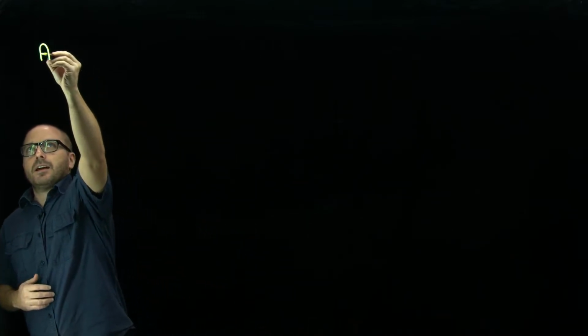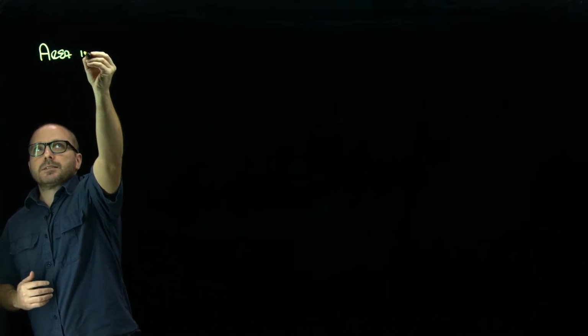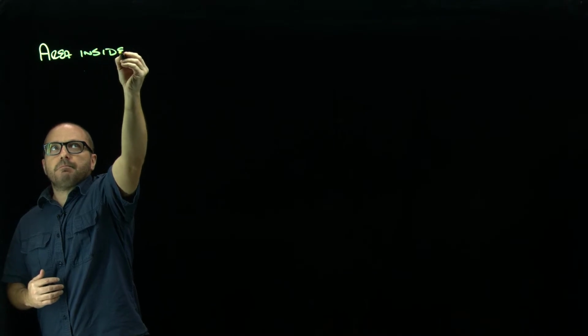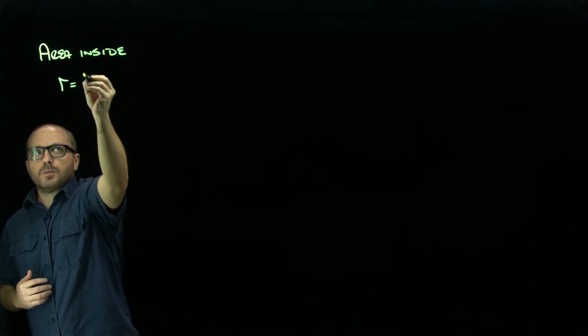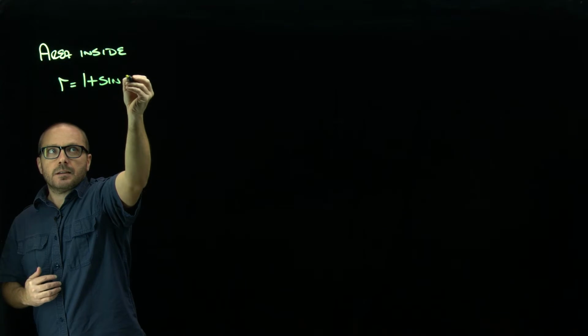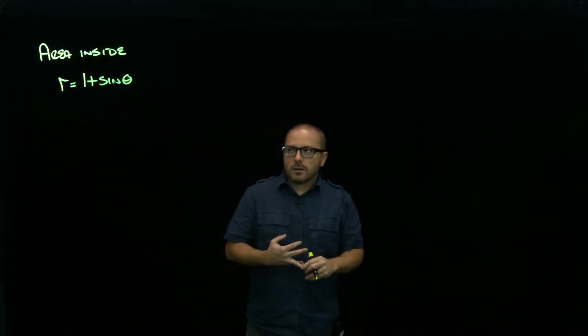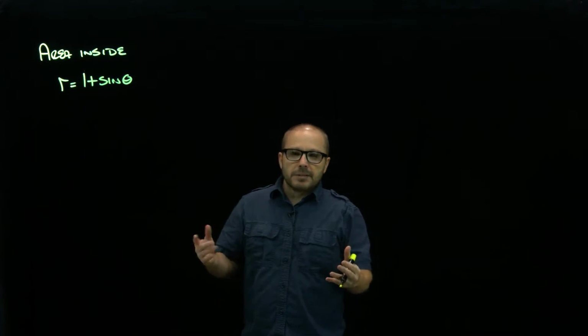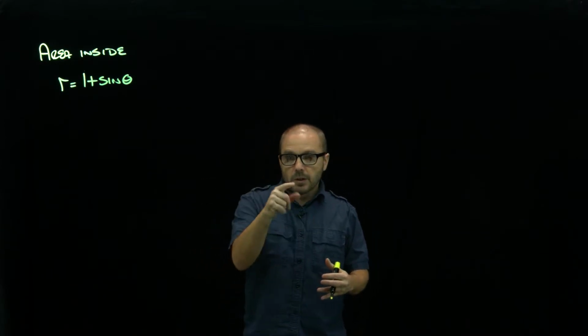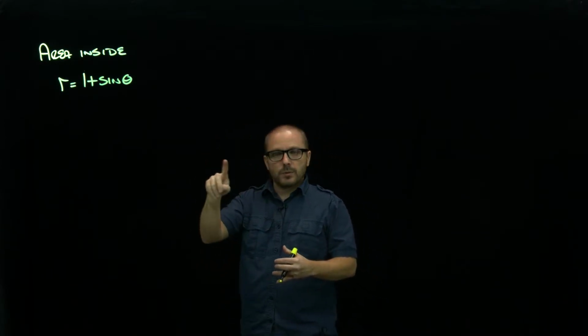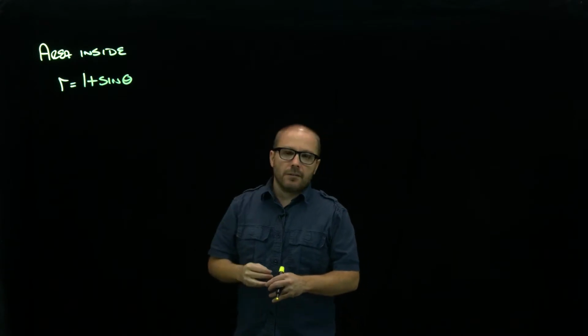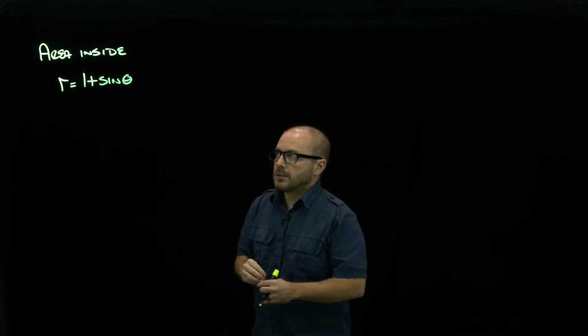So now that we've seen how you calculate area in polar coordinates, let's look at an example. Let's find the area inside the cardioid r equals 1 plus sine theta. We're not given any limits here because remember the cardioid is a closed curve, so we just need to make sure that we draw the entirety of that cardioid once and only once.